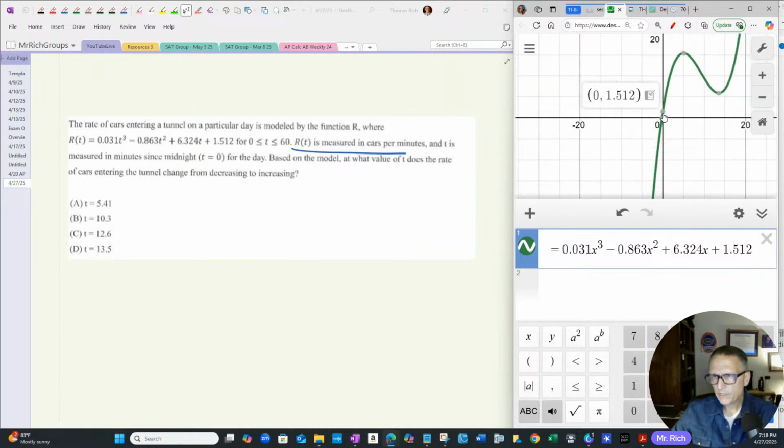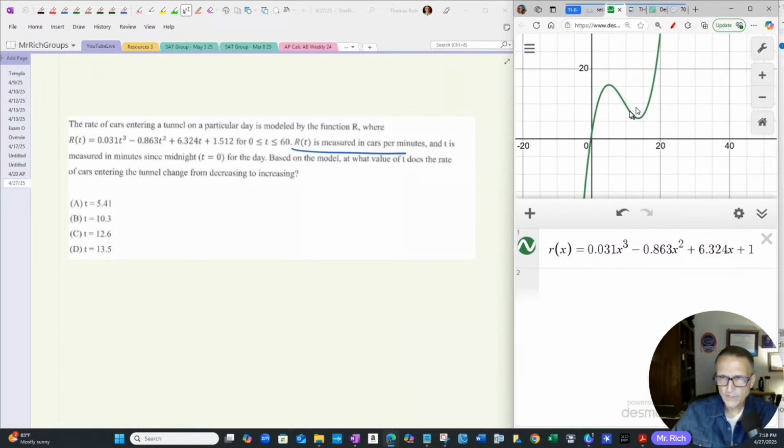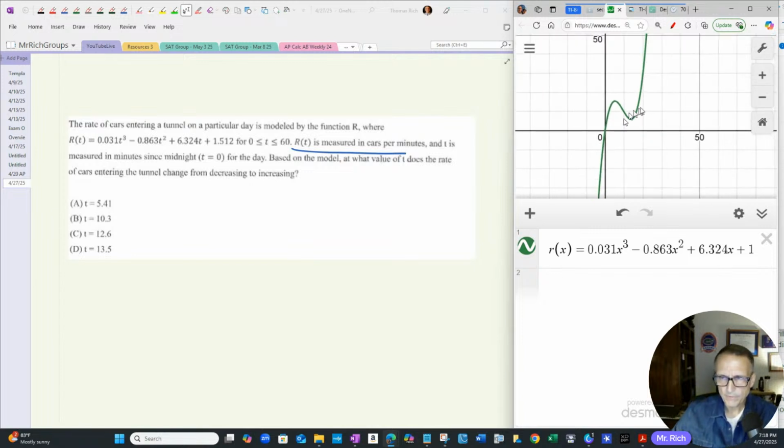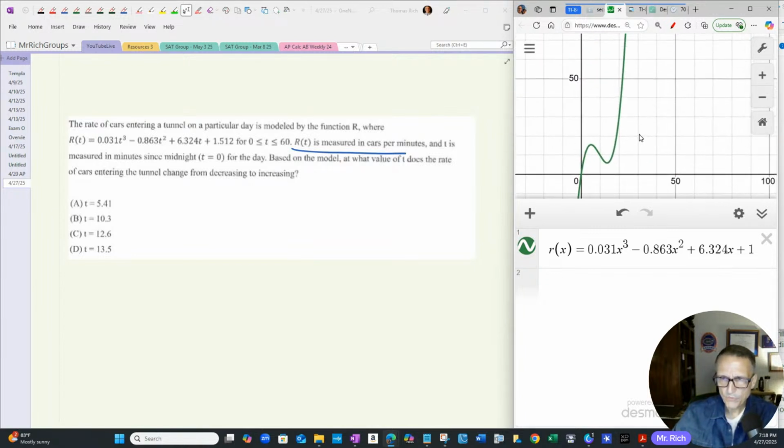All right, so now we're going to take a look. We're going to zoom out. You know, on a TI-84, you cannot just simply use your middle finger on a mouse and scroll in and out. So when does the rate of change of cars entering the tunnel change from decreasing to increasing?